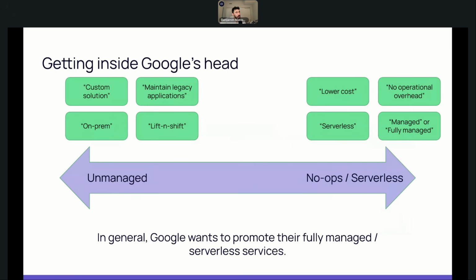And what I'm going to suggest that you do, and what I'm going to allow you to do in this presentation, is get inside Google's head when we're talking about GCP exams.